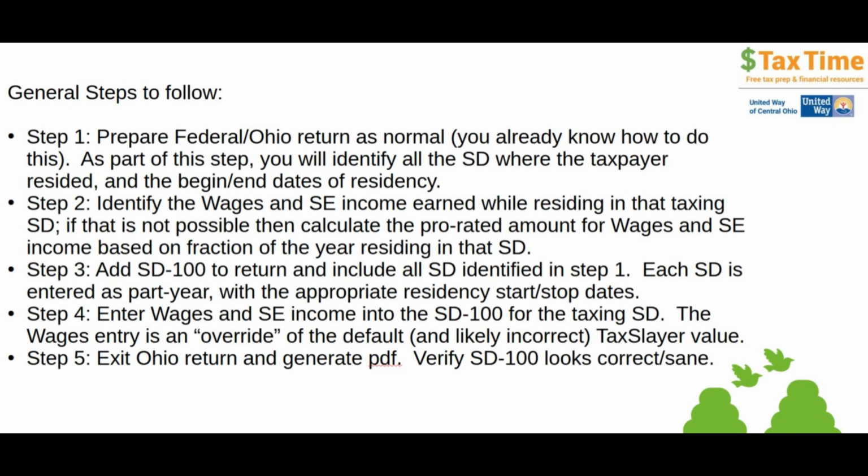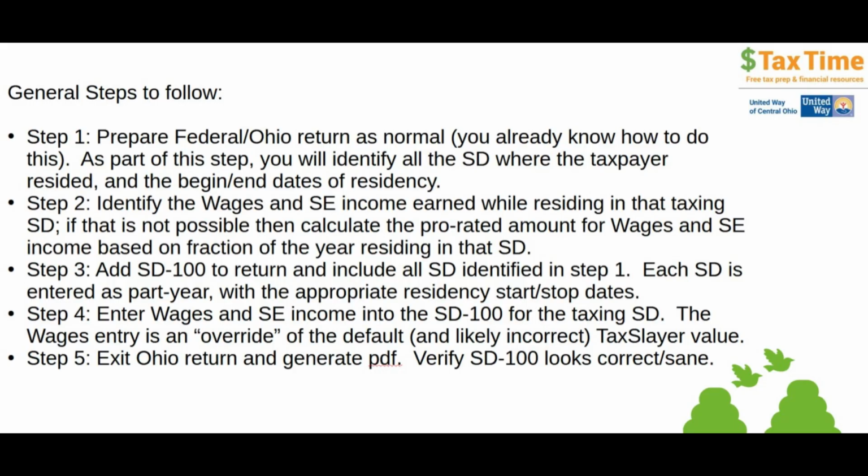The general steps are as follows. Step 1, prepare the federal and Ohio return as normal, and you already know how to do this. As part of this step during the intake interview with the taxpayer, you'll identify all the school districts where the taxpayer lived during the year and the beginning and end dates of residency. In step 2, you'll identify the wages and self-employment income earned while residing in that taxing school district. If that's not possible, you can make a calculation by prorating the amount of wages and self-employment income based on the fraction of the year the taxpayer resided in that school district.